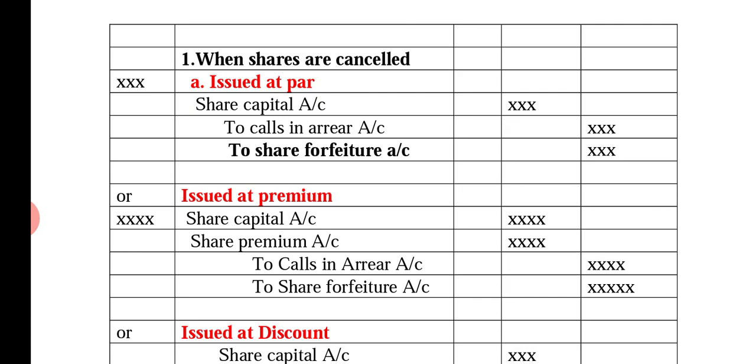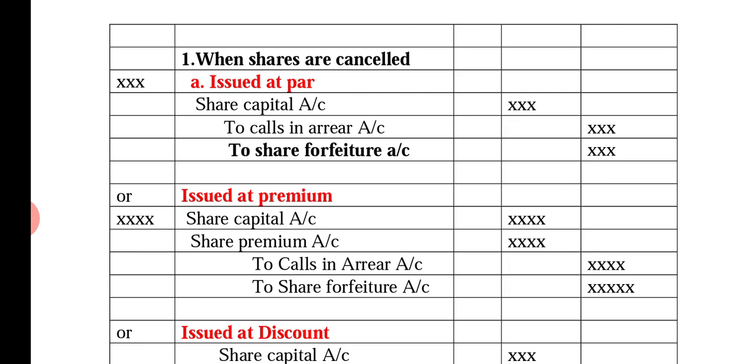In the same way, if the shares are issued at a premium, you have to pass journal entries. Here there are two options: whether the premium is collected or the premium is not collected.